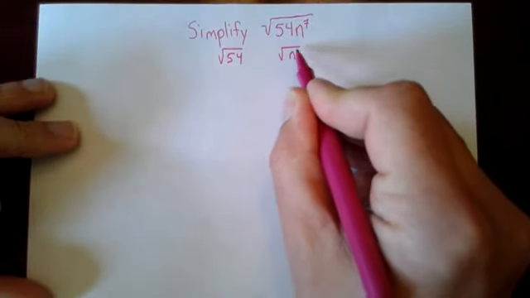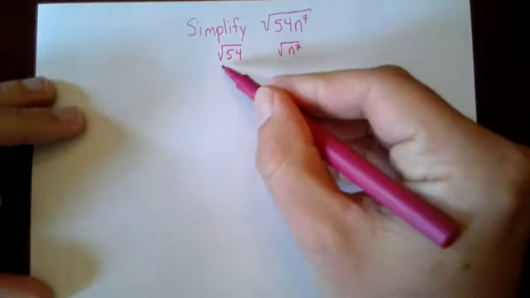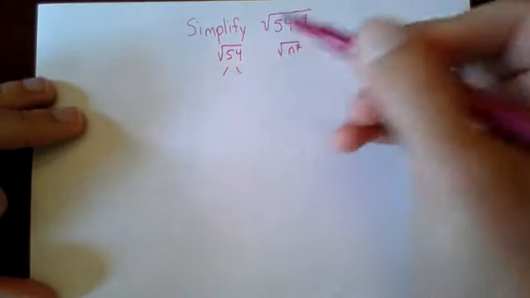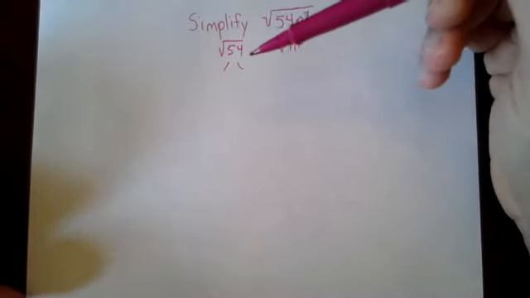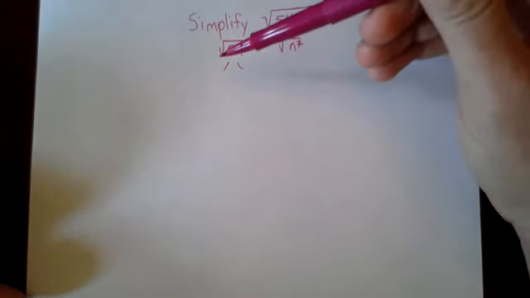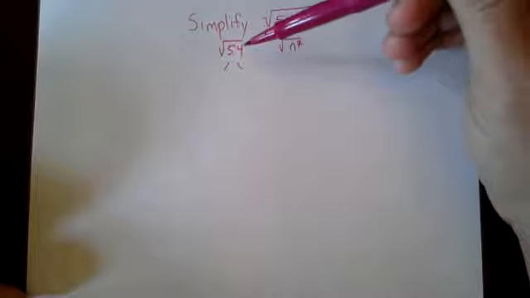then root n to the seventh. We can do this as two completely different problems. So let's just first do the root 54. Remember, we want to find the largest perfect square that goes into 54.